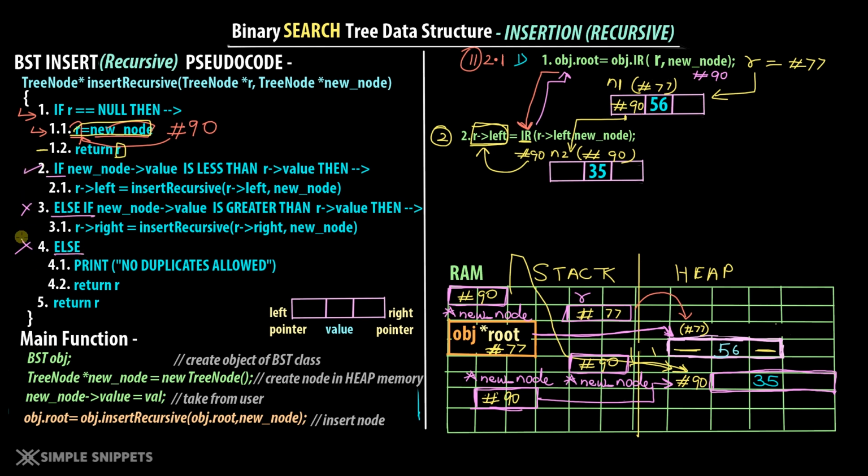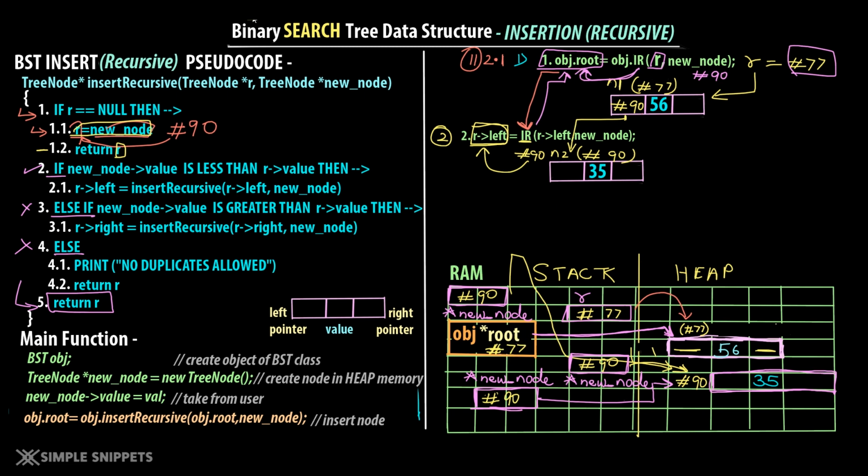So if one of the conditions is executed, the other two will not. So we are left with return r. For the first function, r is nothing but the root. So 77 will be stored and saved in the root. So 77 will be restored as it is.